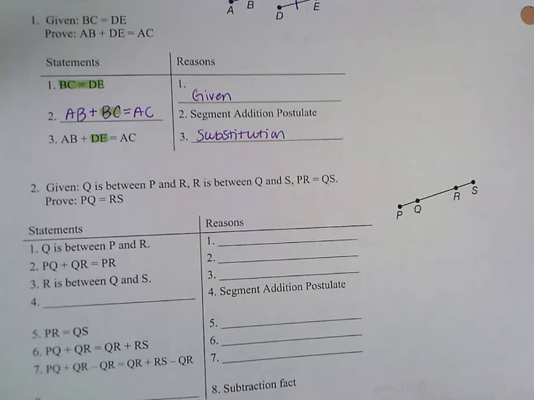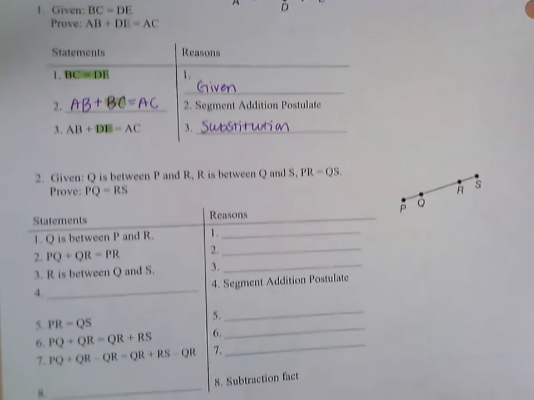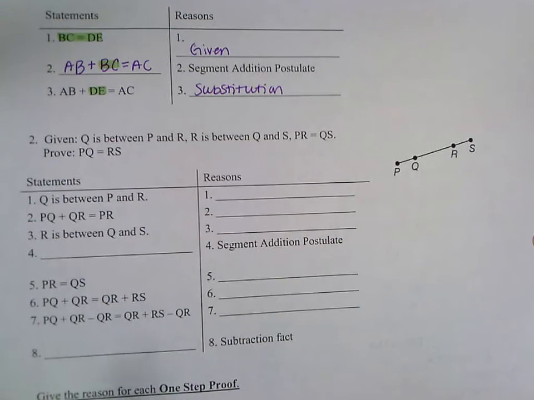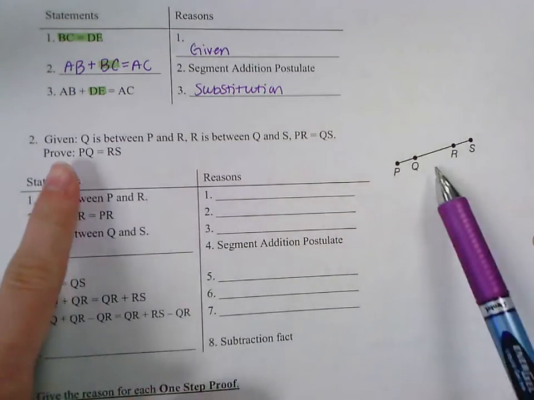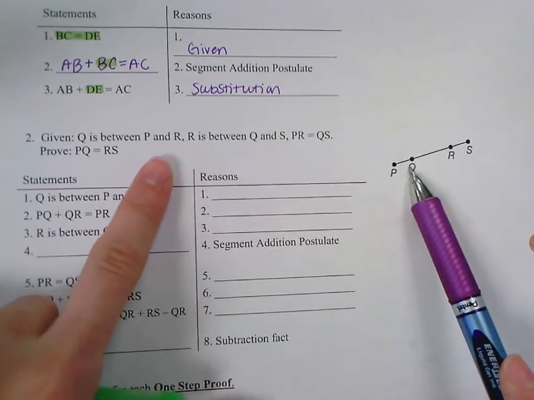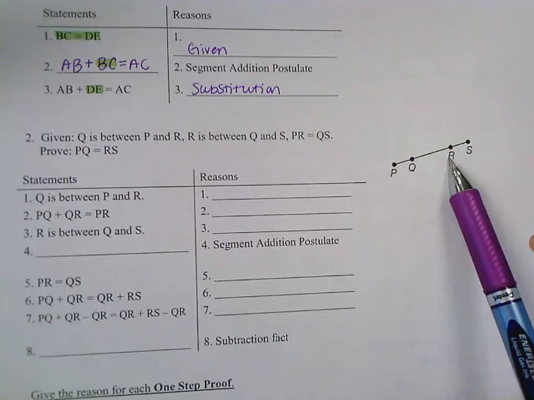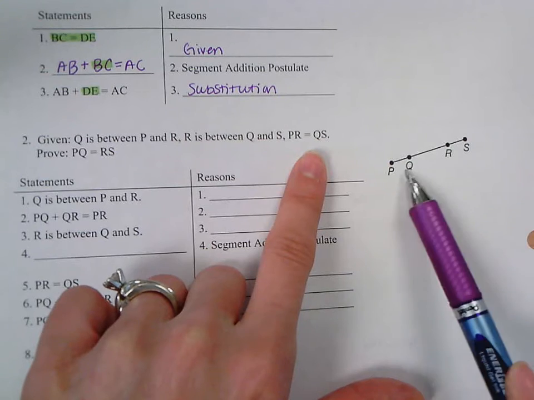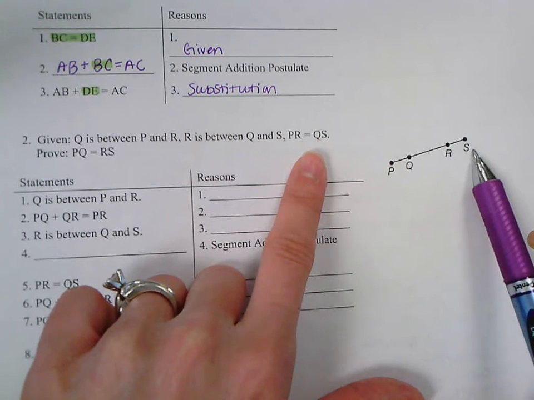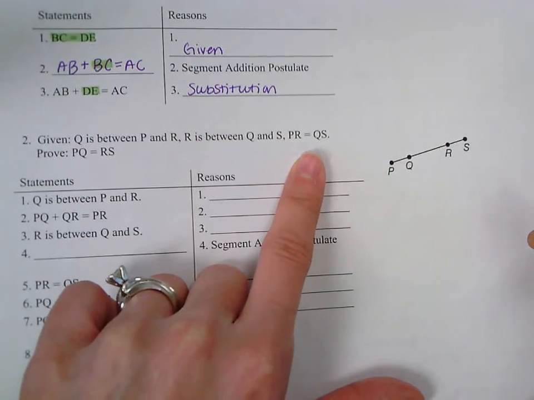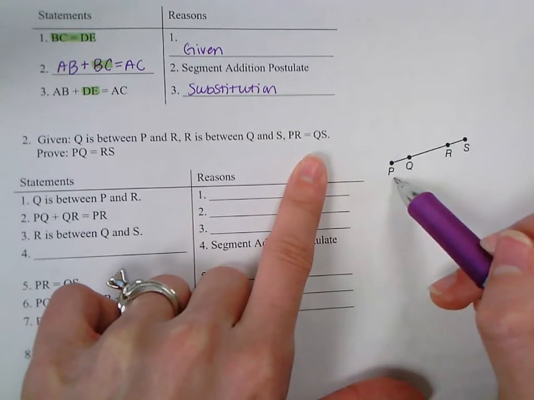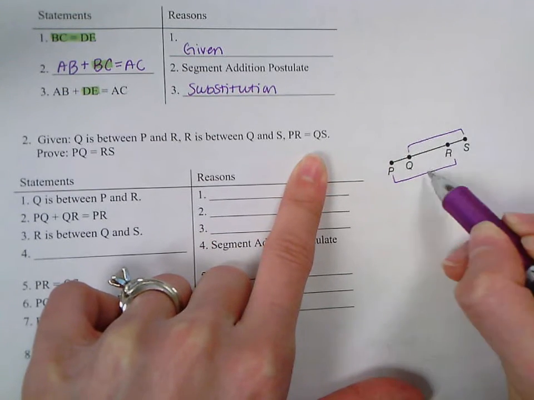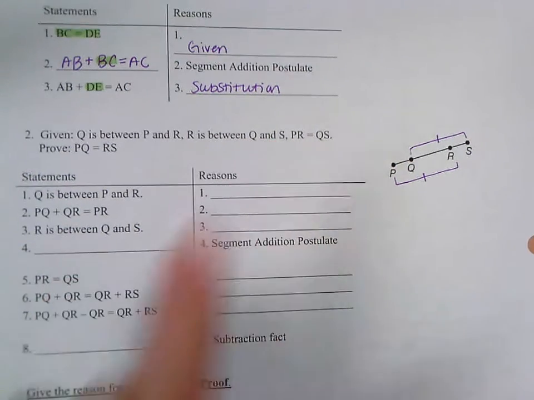Okay. So here's another one, number 2. We are given actually 3 different things. There is a diagram also. Point Q is in between points P and R. We are also given that point R is between points Q and S. And then we're also given that PR is equal to QS. So I'm going to mark this on my picture. You just have to be careful with how you mark it. So if I do this PR and then QS, I know those are equal, they're congruent.